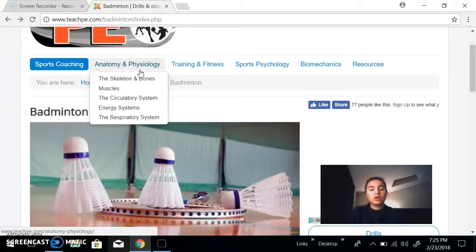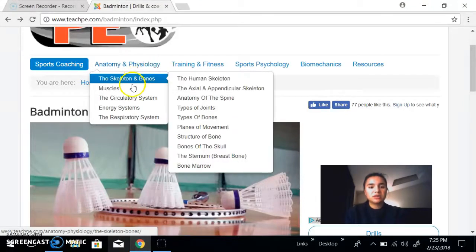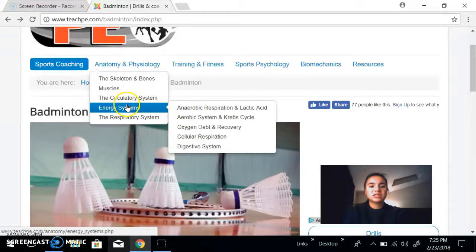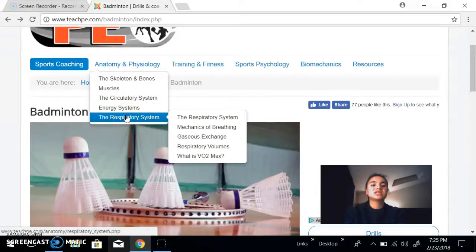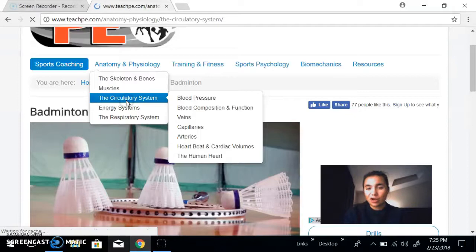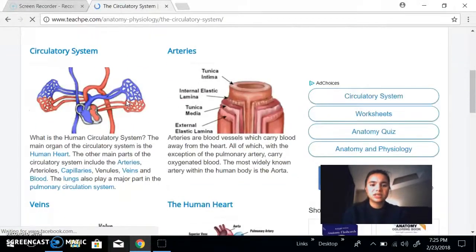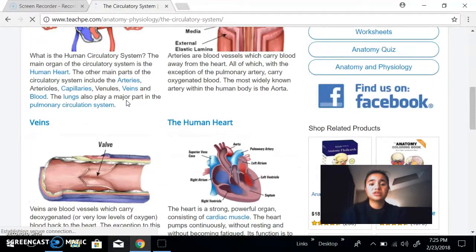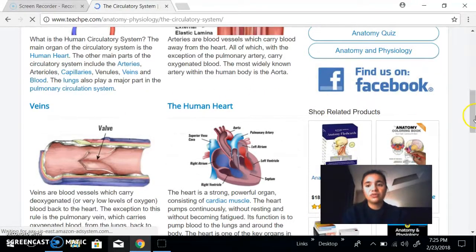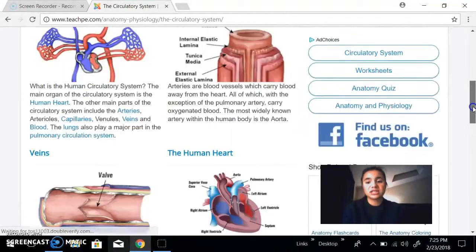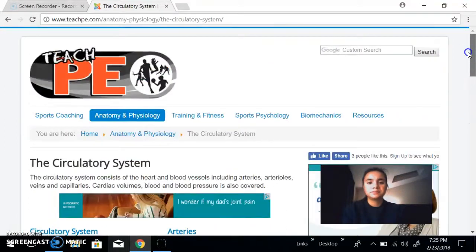But if you want to learn more about skeleton or bones, muscles, circulatory system, energy systems, respiratory system, you can come here. Like I said, also helpful with the sports science class. If you're struggling on, let's say, the heart, for example, the human heart, click on the circulatory system, and then it gives you a diagram and explains more about the human heart. So very helpful for our systems, our body systems as well.